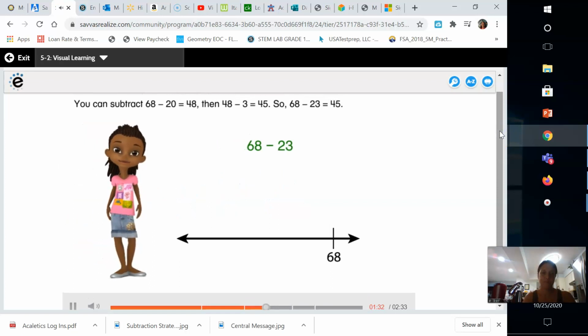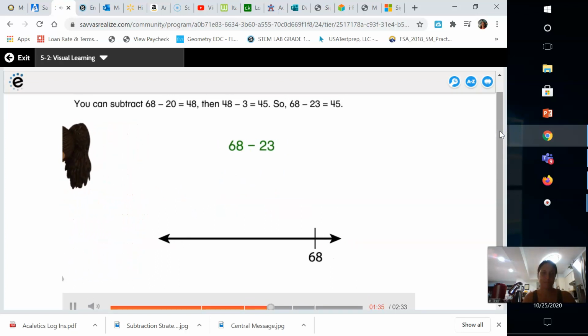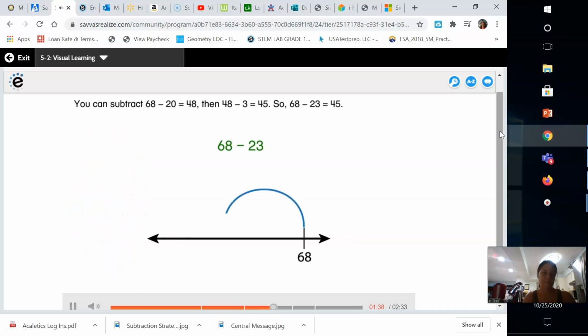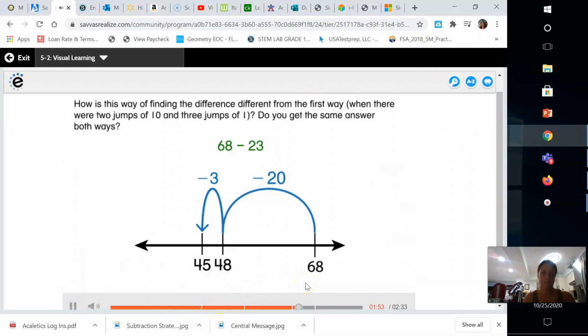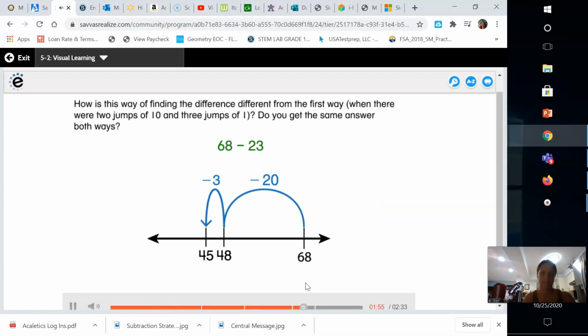Here is another way. You can subtract 68 minus 20 is equal to 48. Then 48 minus 3 is equal to 45. So 68 minus 23 is equal to 45. How is this way of finding the difference different from the first way, when there were 2 jumps of 10 and 3 jumps of 1? Do you get the same answer both ways? Yeah, we got 45 both ways.